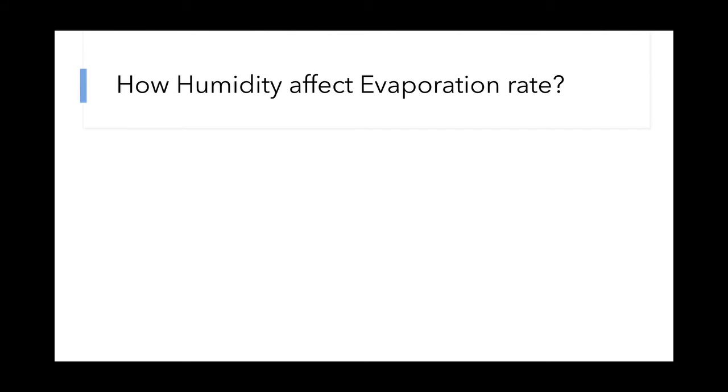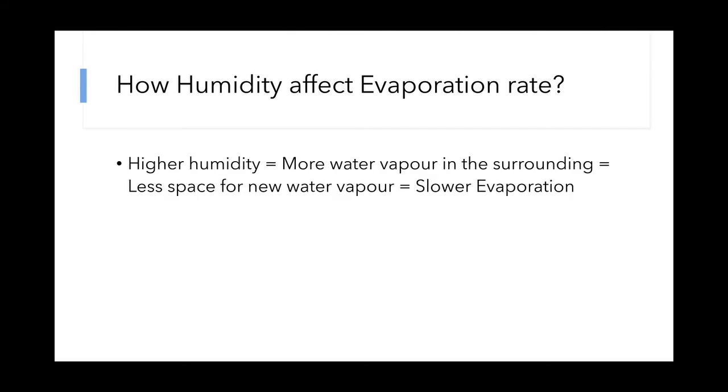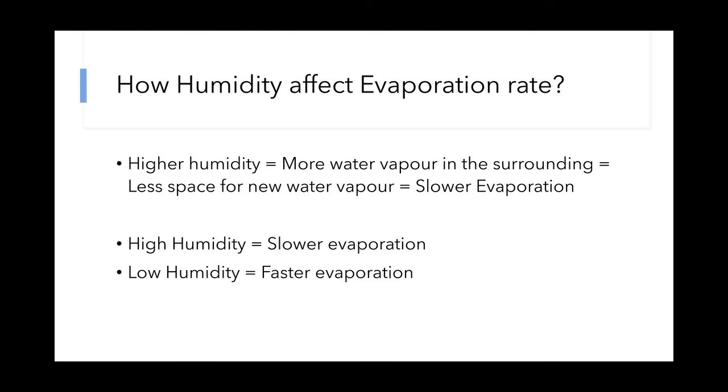Okay, so how does humidity affect evaporation? When the humidity is high, you have more water vapor in the surrounding, right? So when there's more water vapor in the surrounding, there's less space for new water to be evaporated from the water. This will cause the evaporation to be slower. So in summary, high humidity means slower evaporation, and low humidity will allow faster evaporation.